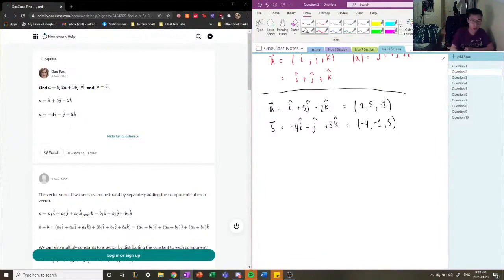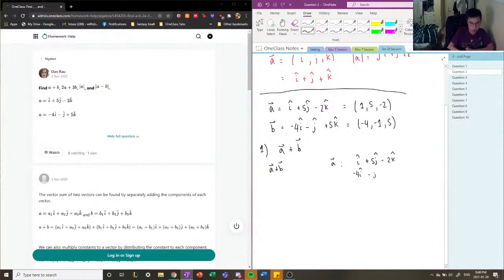First, our first expression is vector A plus vector B. When you're adding together vectors or subtracting vectors, you have to add or subtract each of the components separately. You're not adding them all together at once. So when we're adding vector A plus vector B, A plus B is going to look like this. If we had vector A here, and that corresponds to i plus 5j minus 2k, we're going to add each of the components separately.